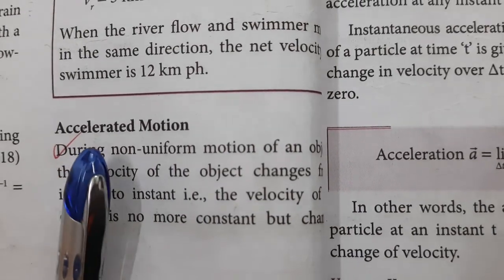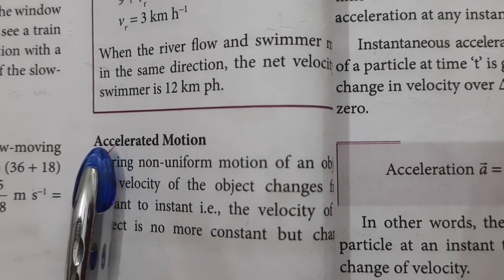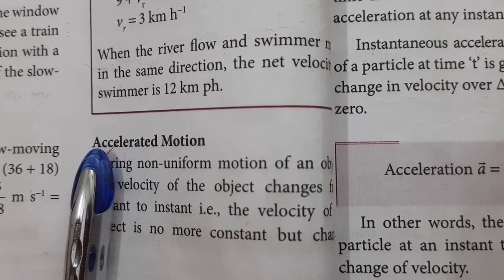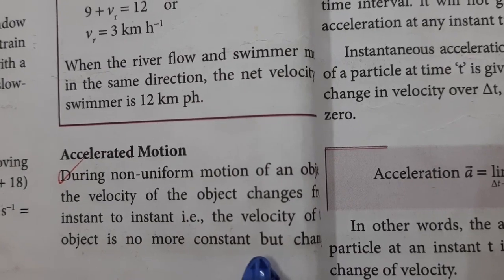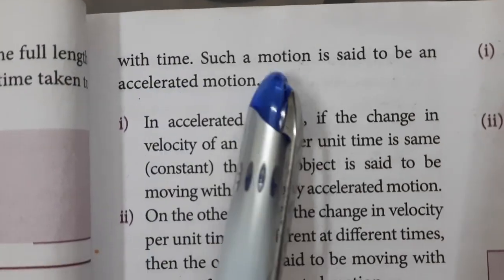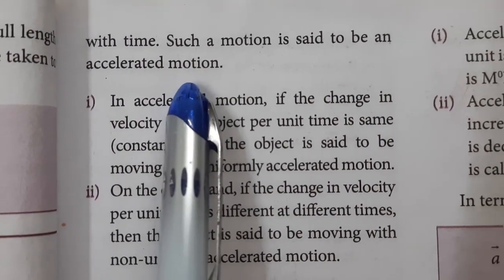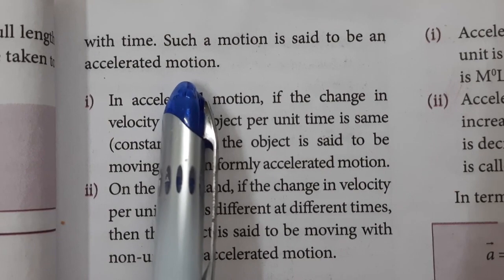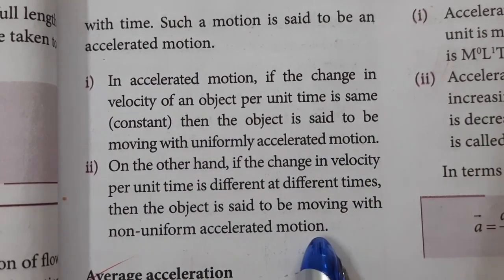Accelerated motion. What is meant by acceleration? Whenever there is a change in velocity, acceleration occurs, isn't it? So the velocity of the object is no more constant but changes with time. Such a motion is said to be an accelerated motion. Then we discussed two types of accelerated motion, that is uniform accelerated motion and non-uniform accelerated motion.